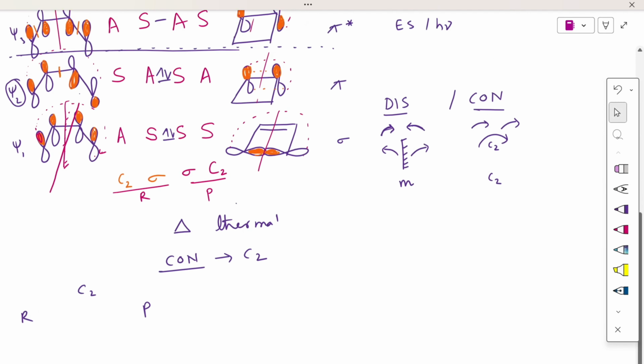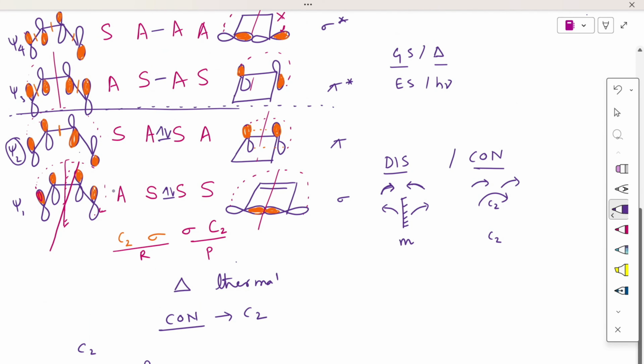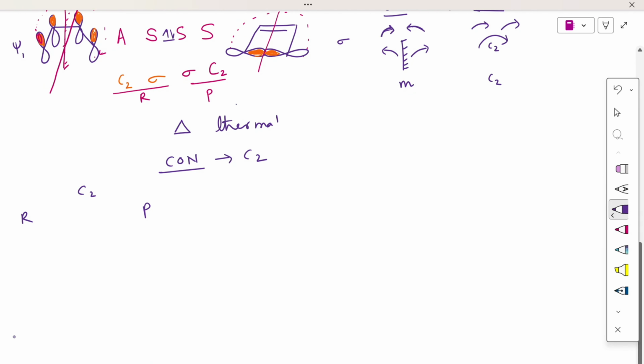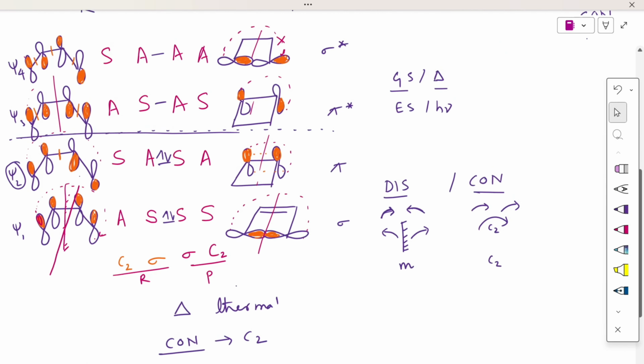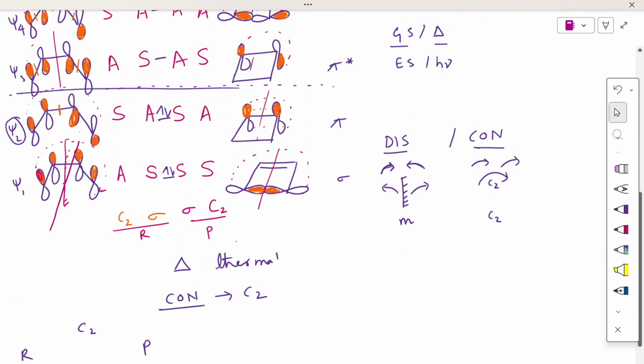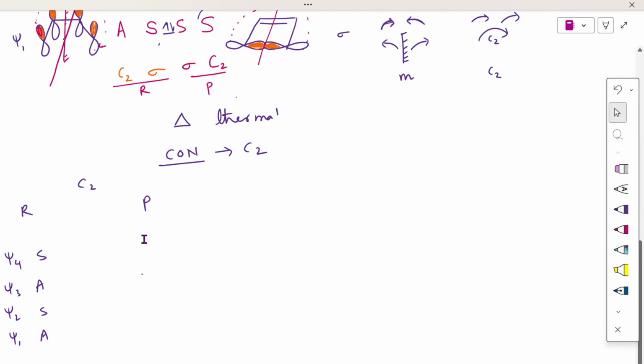So for the reactant, the C2 is ASAS. Psi 1, Psi 2, Psi 3, Psi 4, ASAS. And for the product, it is SASA. You can see for the product, it is SASA. So let us write that here under the product.